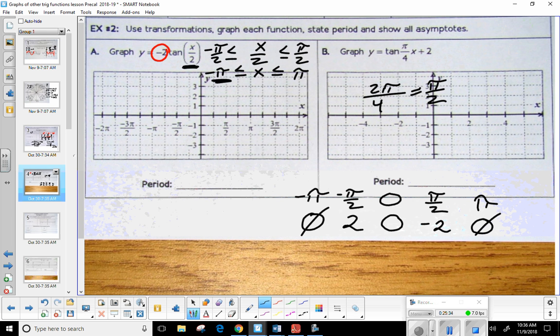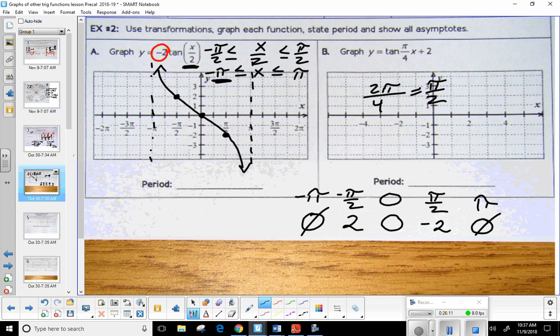How do I graph negative pi undefined? That's where your asymptote has to be. So I know that at negative pi, there has to be an asymptote right there. I know that at positive pi, there's another asymptote right here. And I know I have negative pi over 2, 2. So left pi over 2, up 2. We have the point 0, 0. And then pi over 2, negative 2. There you go.